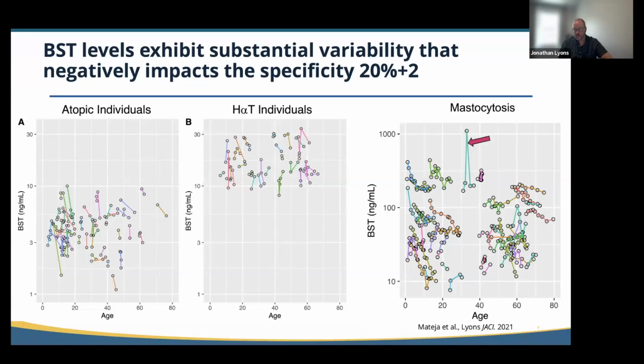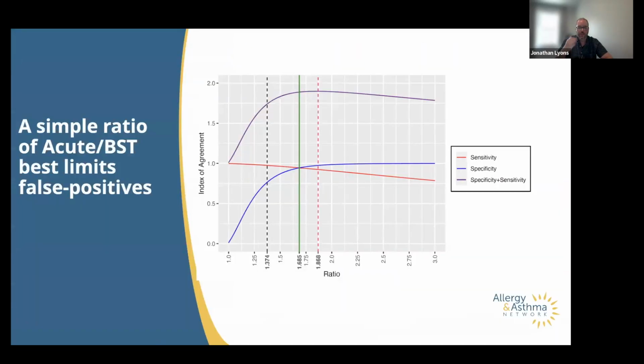This worried us a little bit in terms of the usefulness of using 20% plus 2, because going from a couple hundred to a couple thousand is way more than 20% plus 2. It really suggested that this standard math wouldn't work as well for patients with high tryptase levels. So we sought to identify the simplest way to determine what a meaningful change in tryptase levels is.